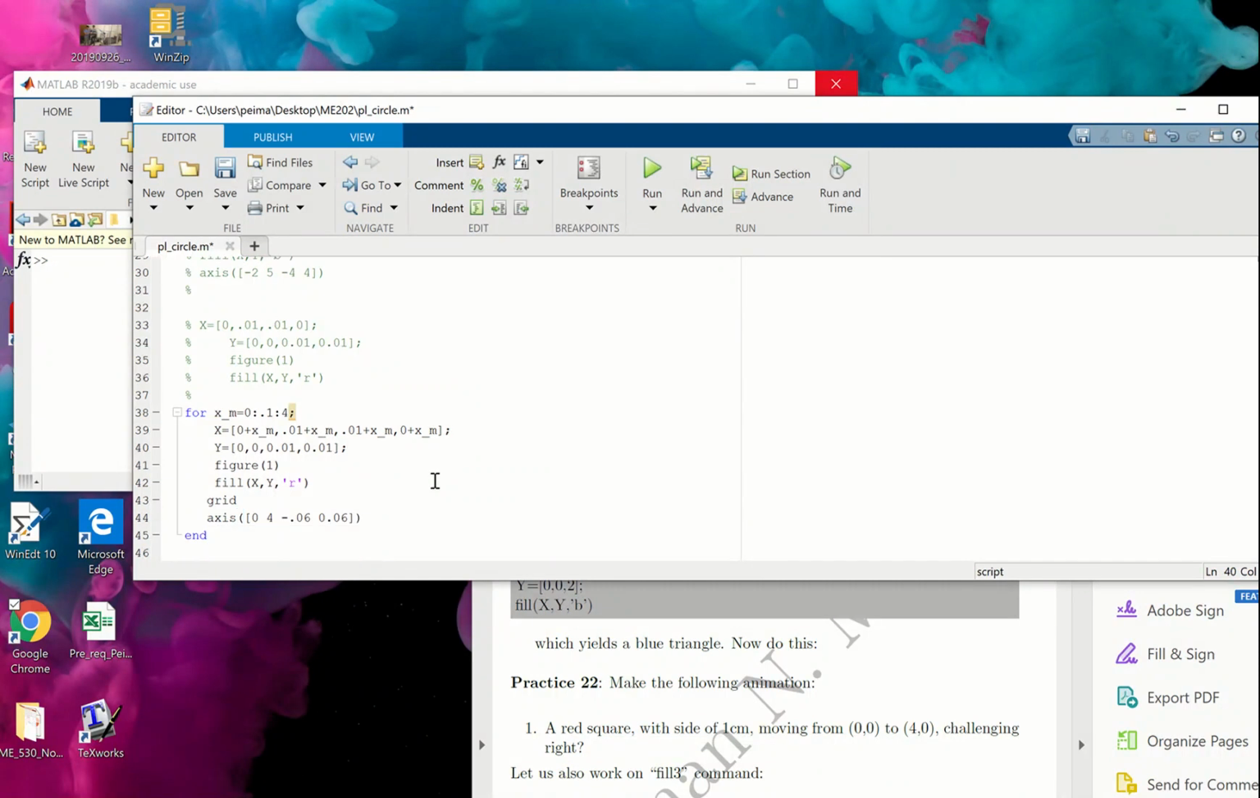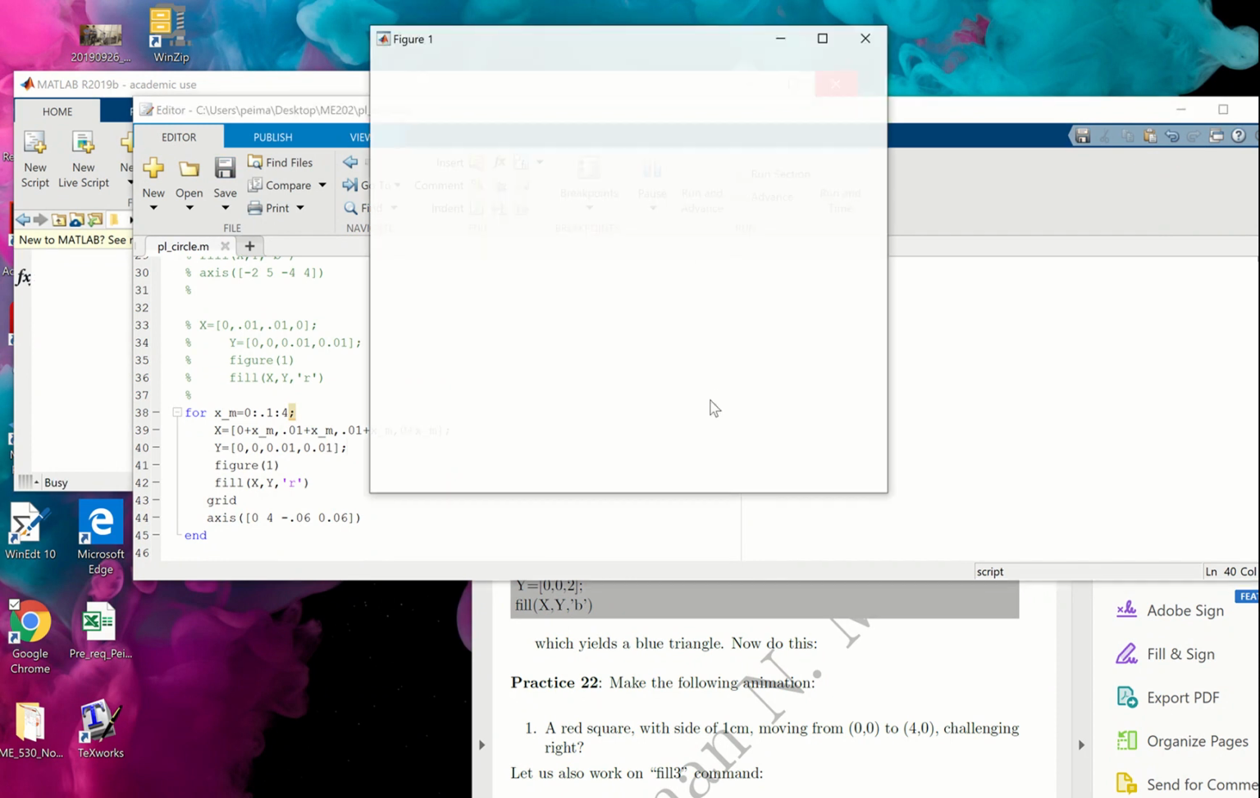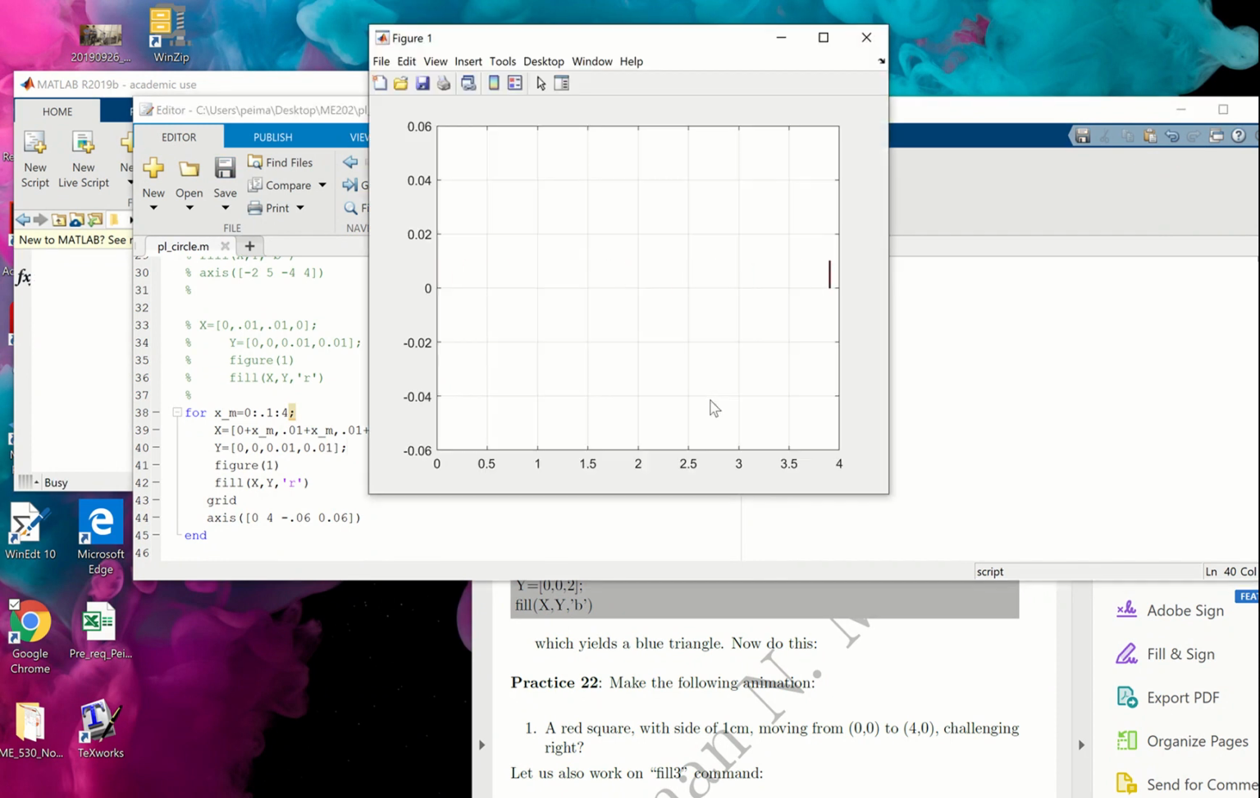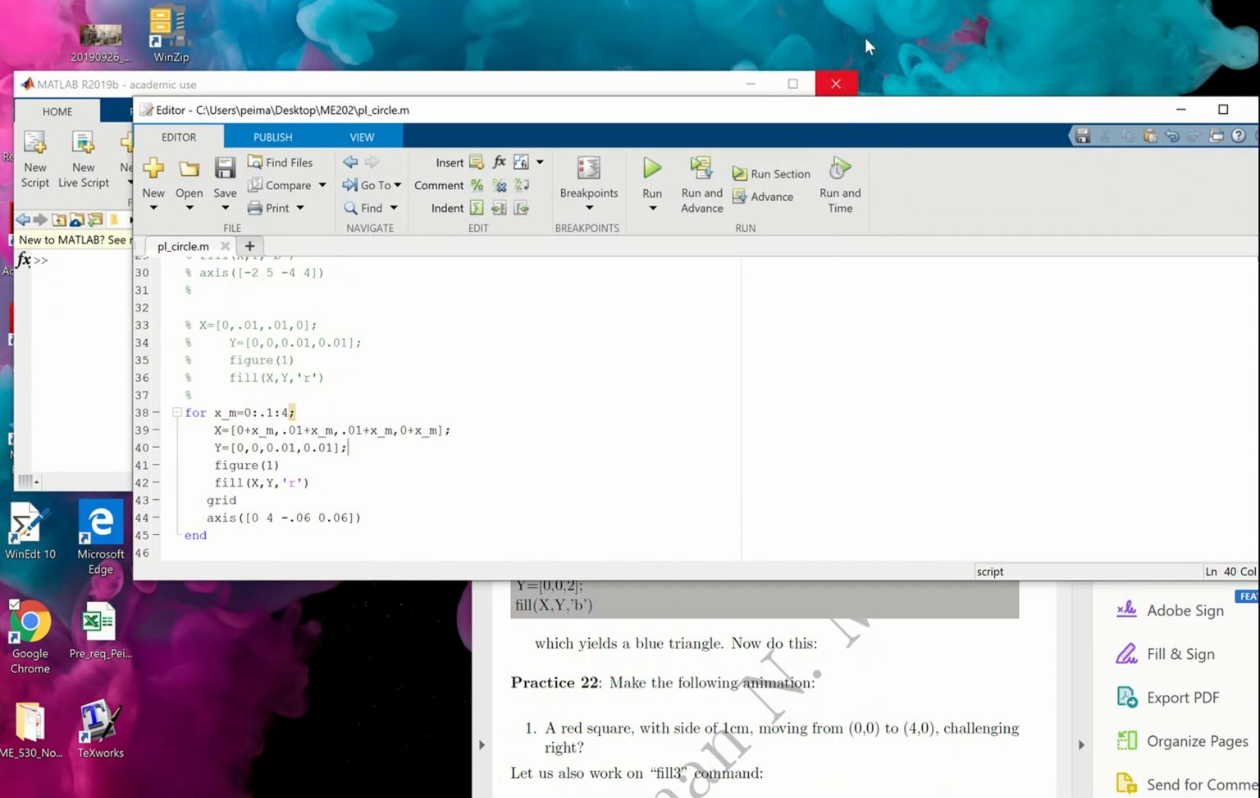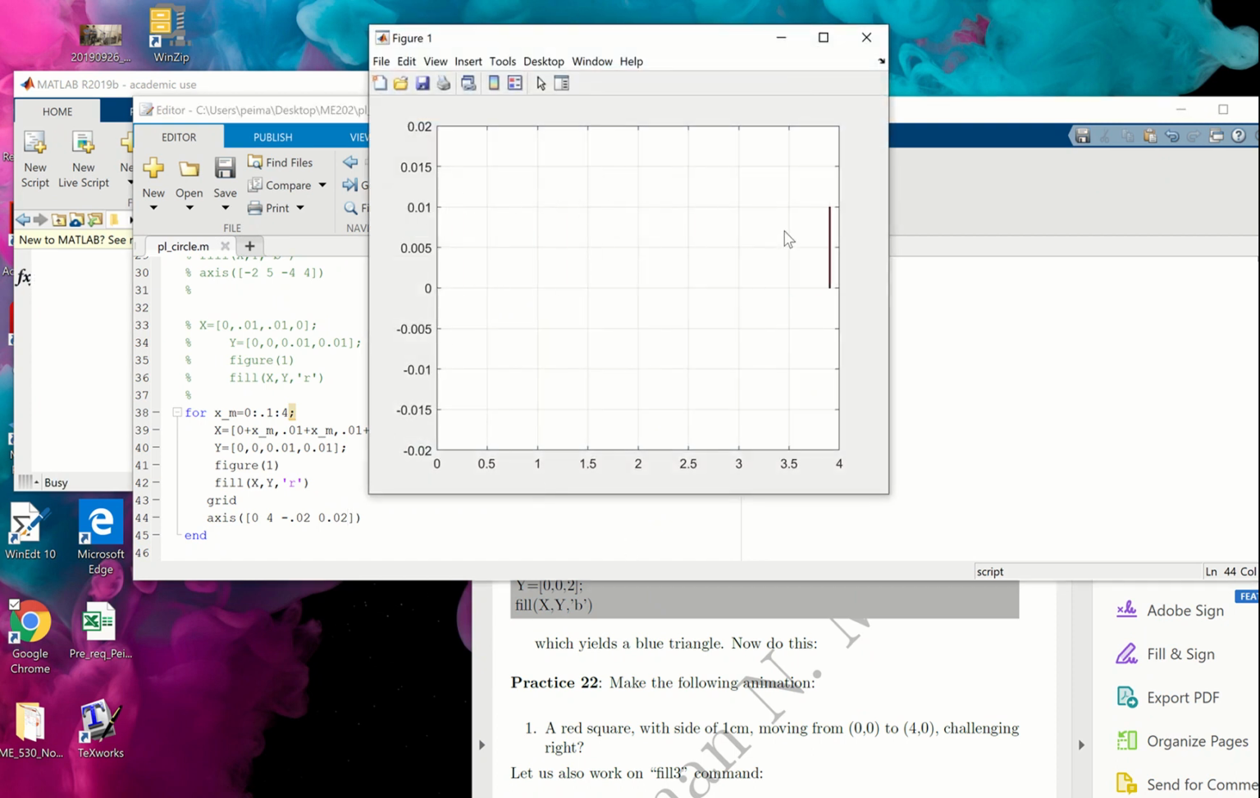Let me see what we have. What do we expect to see from this animation? Let us see. Oh yeah, it is moving. But you see, the side is very narrow. So I'm going to do this, guys. First of all, I'm going to make it a little closer. So it is moving. That's right.